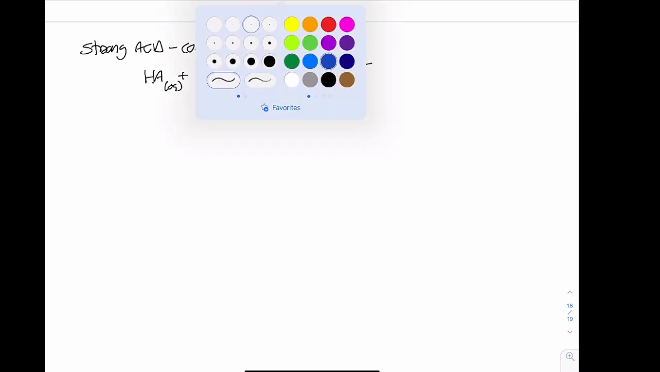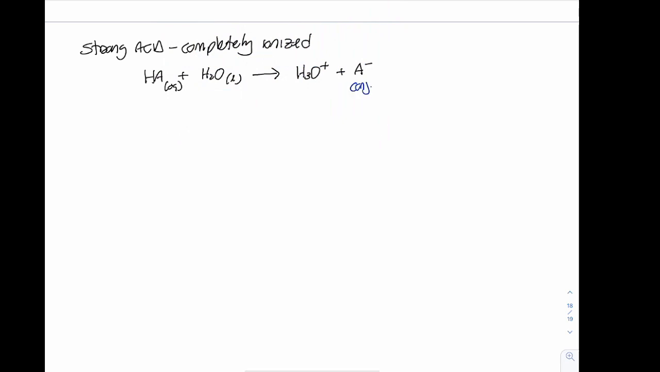My conjugate base here is actually not really basic, right? It's not going to accept a proton and go backwards. So we would say that it's inert, right? It's not reactive. So not reversible, we're not going to establish equilibrium.